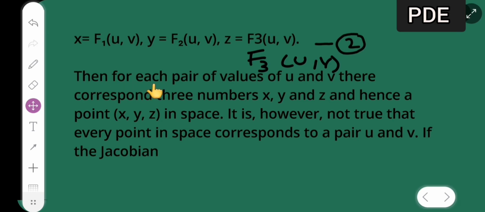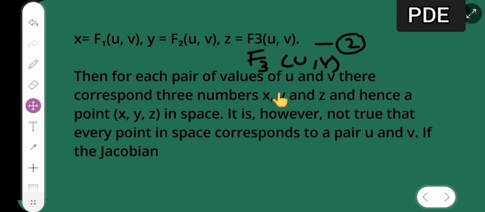Then for each pair of values of u and v, there correspond 3 numbers x, y and z, and hence a point x, y, z in space. It is however not true that every point in space corresponds to a pair u and v. So if the Jacobian, that I will give you all on the next page. Now this is the set of the relations, it is of this form.